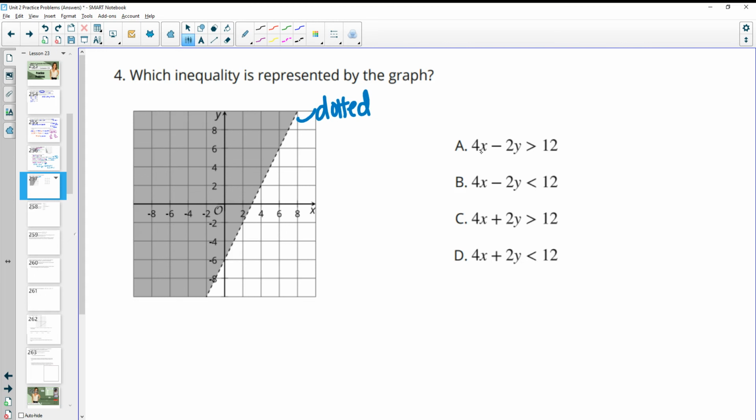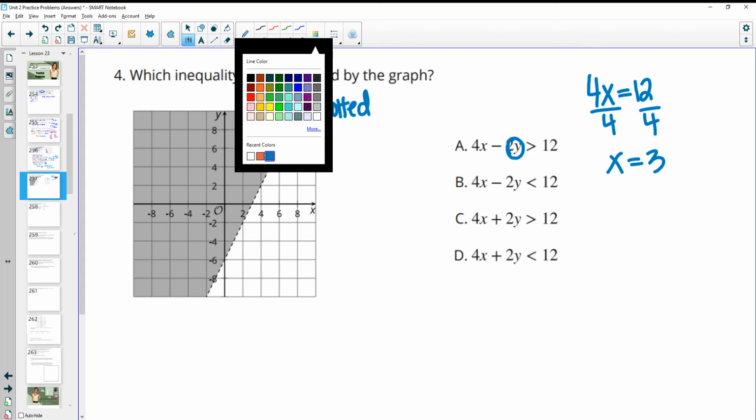Then if we take a look at these answer choices, we'll see that each of these answer choices is written in standard form, meaning it has the X and the Y on the same side and then the number on the other side. So this is helpful in finding the X and the Y intercepts because we can just plug 0 in. So if we're finding the x-intercept, we plug 0 in for y. So then we'd have 4x equals 12, divide by 4, and we would get the x-intercept equals 3 for these first two because they're kind of the same equation.